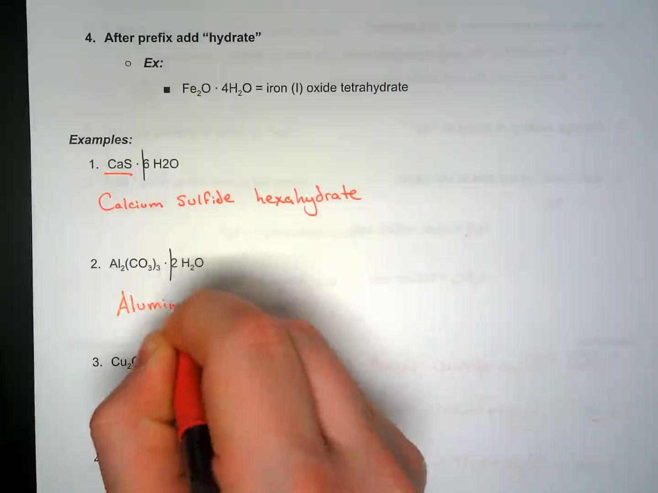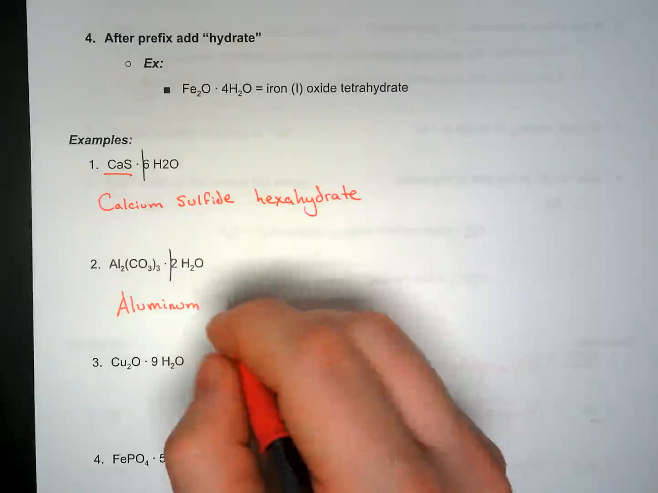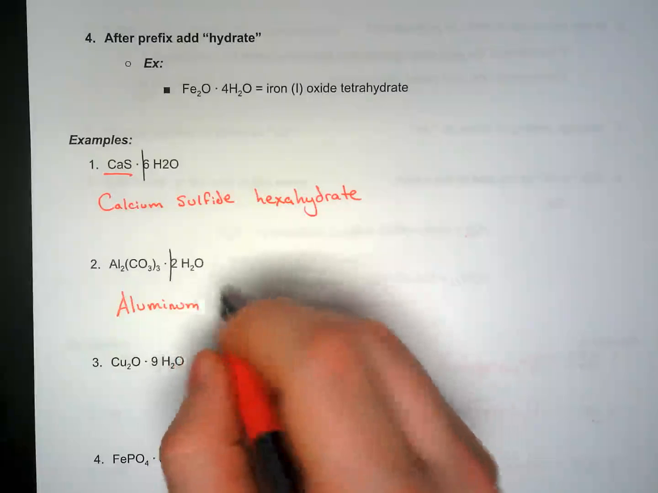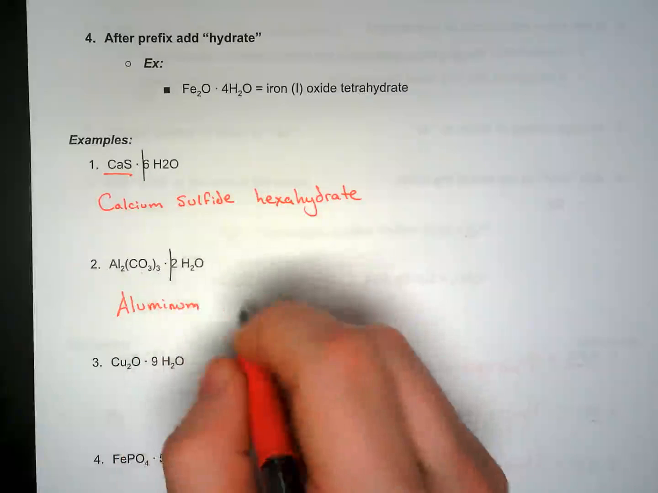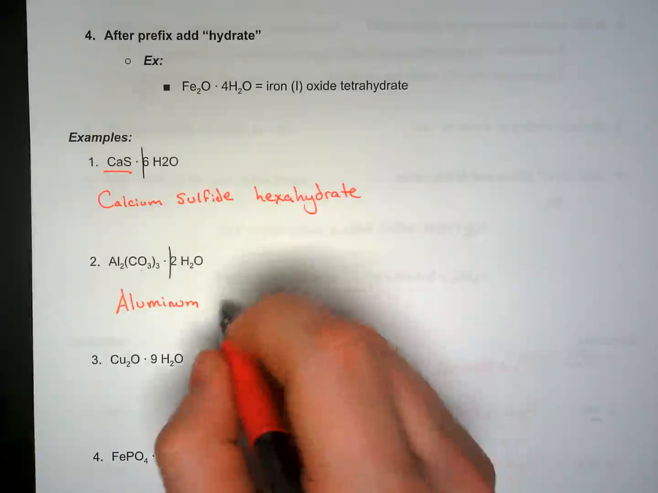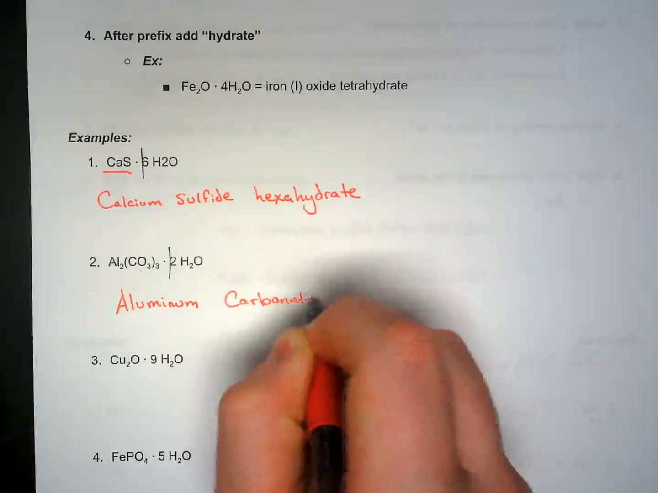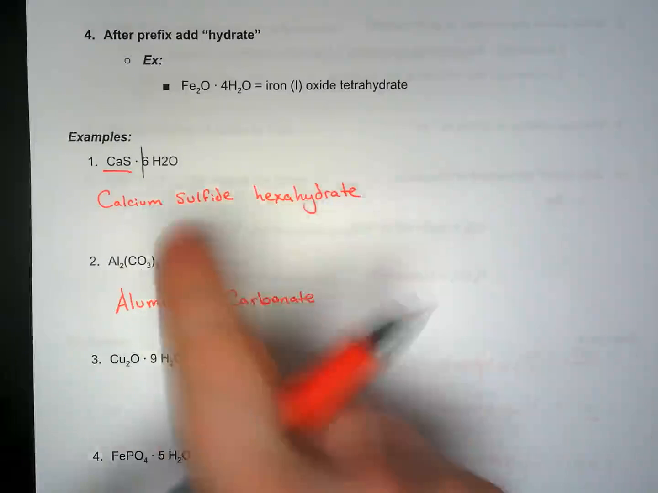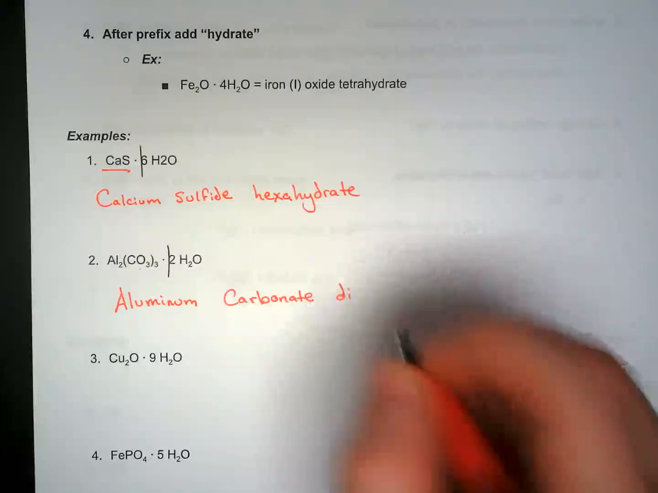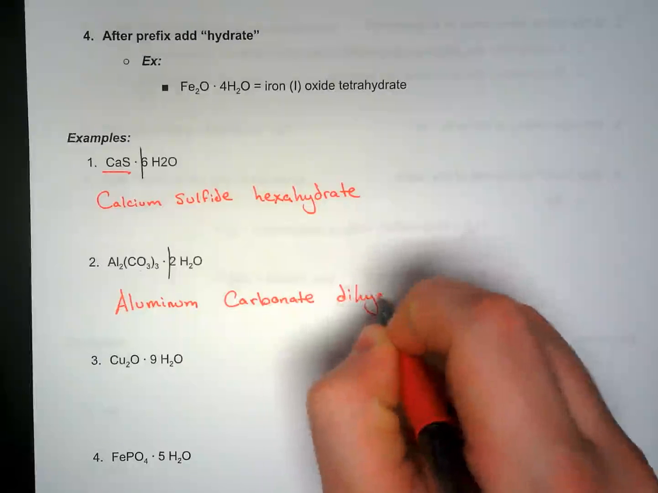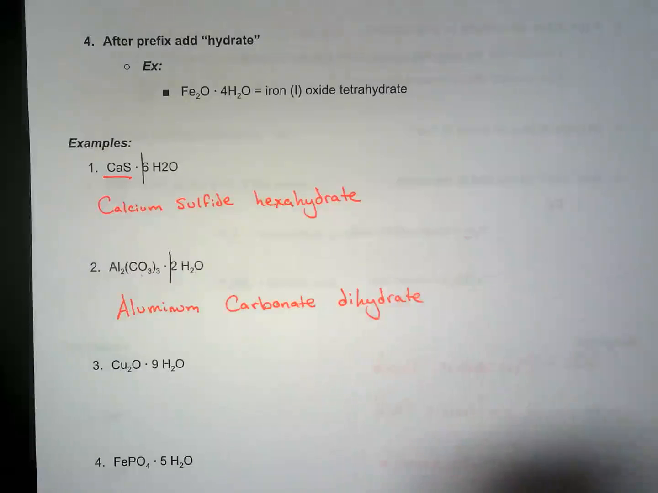So aluminum, or as they say in the UK, aluminium. CO3, which we don't really need to know the 3 on the outside, but we know the CO3 is going to be carbonate. So aluminum carbonate. And then 2, di, H2O, hydrate. So easy.